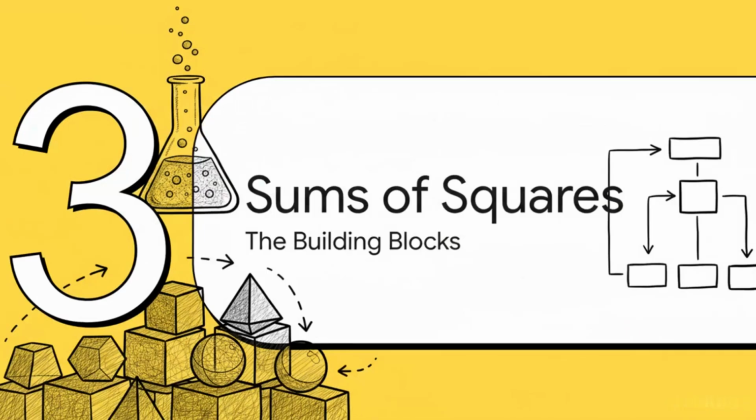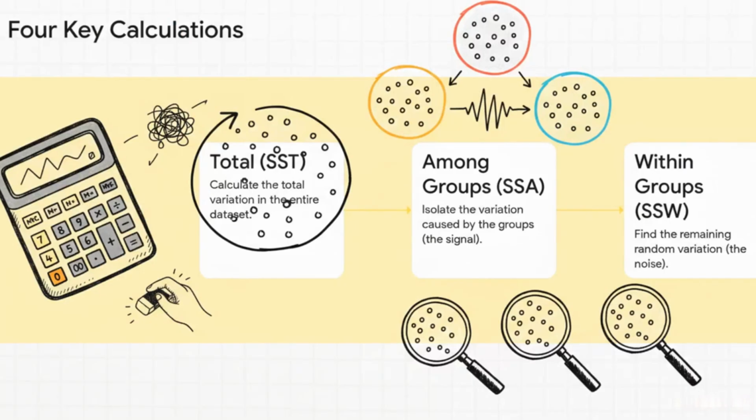Okay, we've got the why, now let's get into the how. Before we can get to that F ratio, we have to get our raw ingredients ready, and in ANOVA, those ingredients are called the sums of squares. We're going to follow 4 key steps here. We'll start with a little something called a correction term, just to make life easier. Then we'll find the total variation, the variation among our groups, and finally, the variation within our groups.